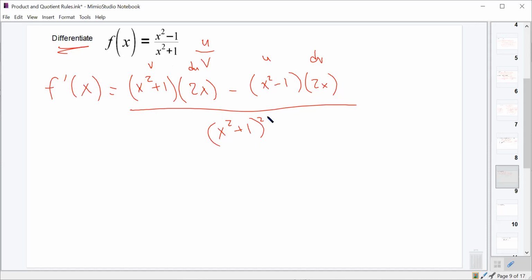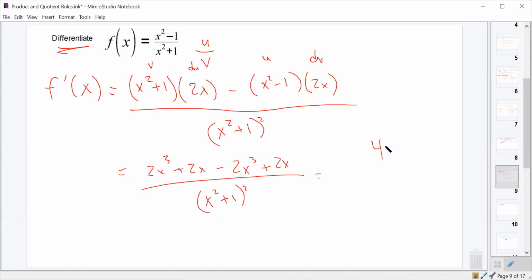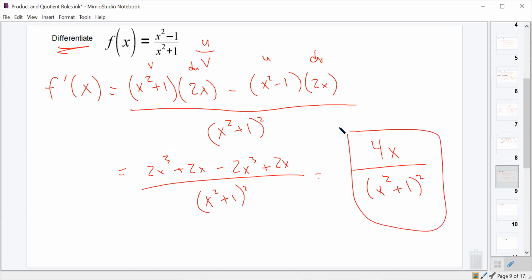Good. Cool. And you should simplify this down a little bit, because it does simplify down fairly nicely. That becomes a minus 2x cubed and a plus 2x over the x squared plus 1 squared, which gives us 4x over x squared plus 1 squared. And that's the derivative of x squared minus 1 over x squared plus 1. Easy enough with the quotient rule? Yep.